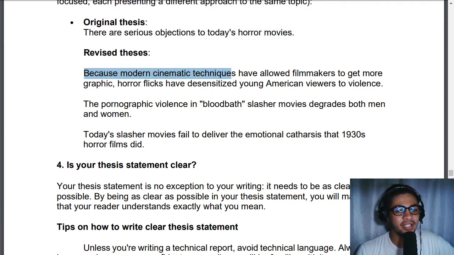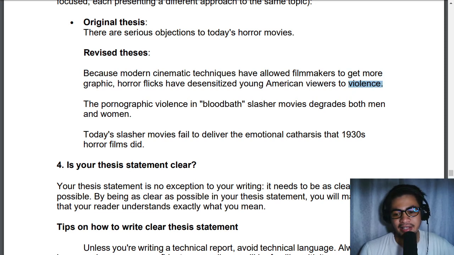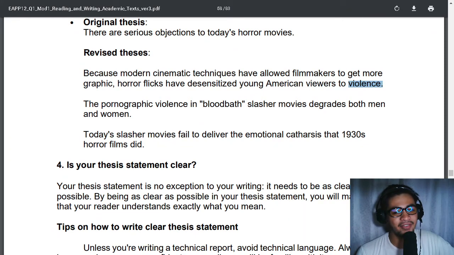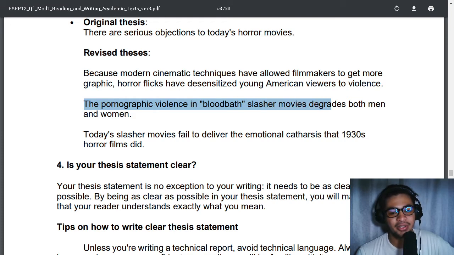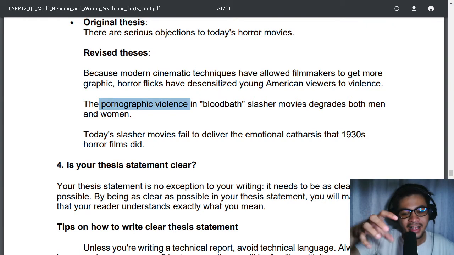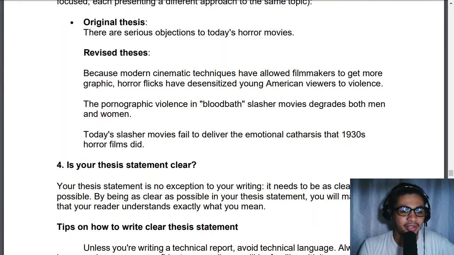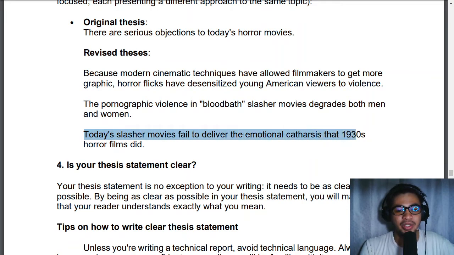Like for this one: because modern cinematic techniques have allowed filmmakers to get more graphic, horror flicks have desensitized young American viewers to violence. So what is covered here is violence. The horror defined in revised thesis number 1 is violence. In number 2, the pornographic violence in bloodbath slasher movies degrades both men and women. The second one is more specific, which is the pornographic violence. It is more specific, since violence was already specific, but pornographic violence is more specific. The third one is, today's slasher movies fail to deliver the emotional catharsis that 1930s horror films did.